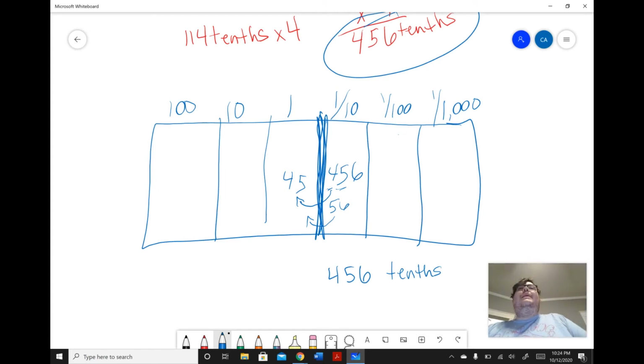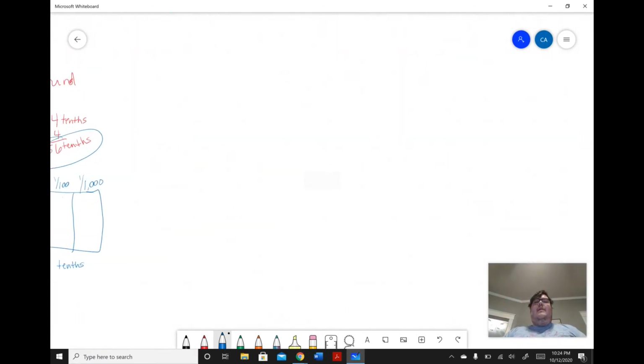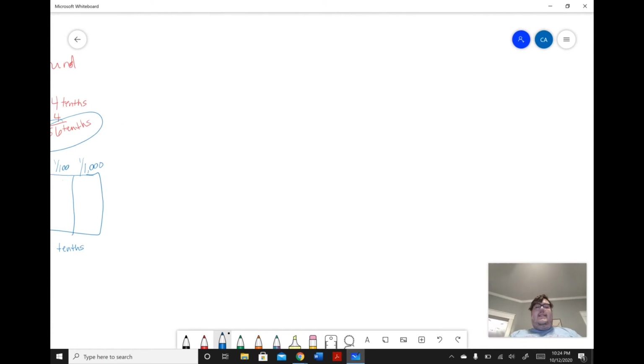But we didn't even have to go through all of that process, okay? We know enough about place value at this point in time, and enough about our multiplication facts, that we can just look at an expression and estimate what we're going to have. So if I have 3 and 12 hundredths times 4, what is a good estimation that I'm going to have?